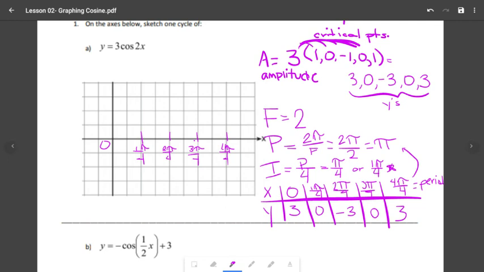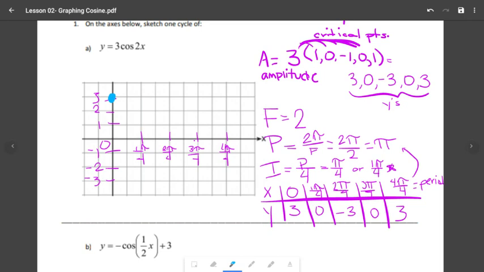My y's have to get up to positive 3 and down to negative 3, so I have to just go each line one at a time. Now plotting the points. When x is 0, y is 3.